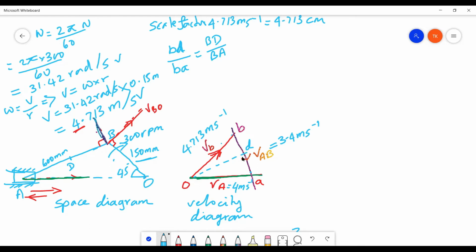Now join this OD. Vector OD represents the velocity of the midpoint D of the connecting rod. You measure this one with your scale and multiply with your scale factor. At the end you will have 4.1 meter per second.